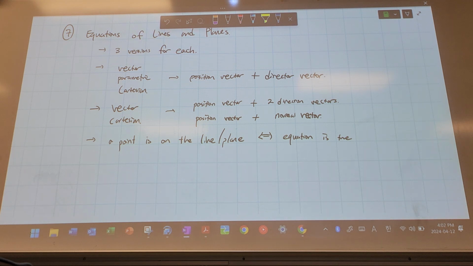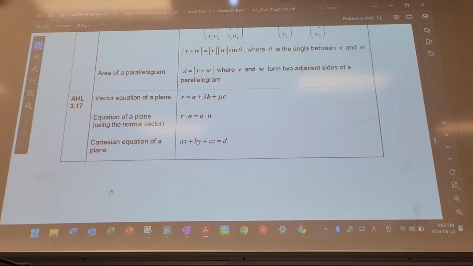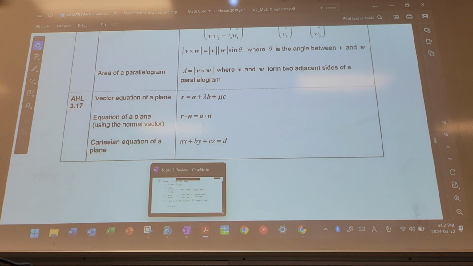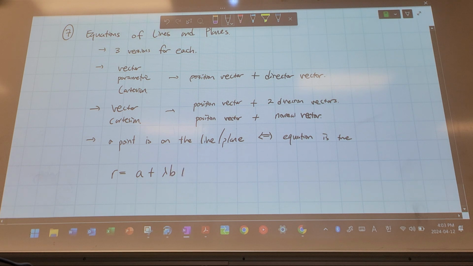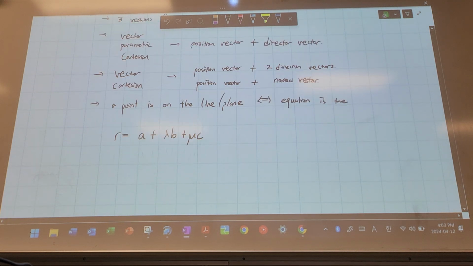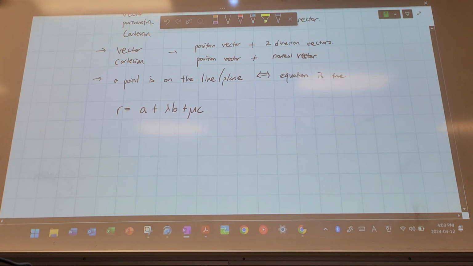Let's talk about the Cartesian form of the plane equation a bit more. We know that the vector equation of the plane is r equals a plus lambda b plus mu c. We have the parameters lambda and mu, the two direction vectors b and c, and the position vector a. The normal vector is going to be b cross c.